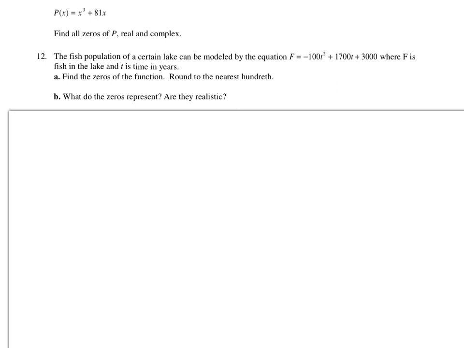All right, next up, number 12. So it has the fish population. Find the zeros of the function. So I'm going to put a 0 right there. I would GCF a negative 100, which would leave it as t squared minus 17t minus 30. You can try to factor it from there. But I don't think that works, so we'll go ahead and use the quadratic formula here.